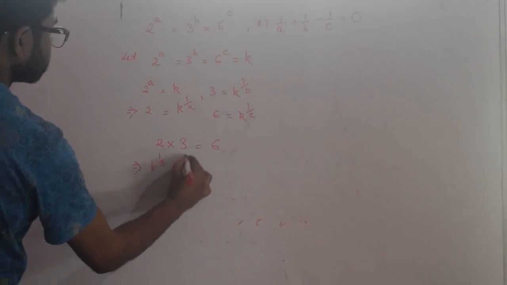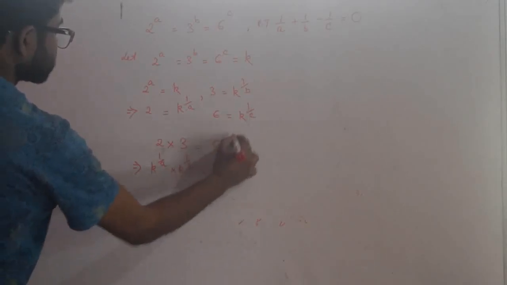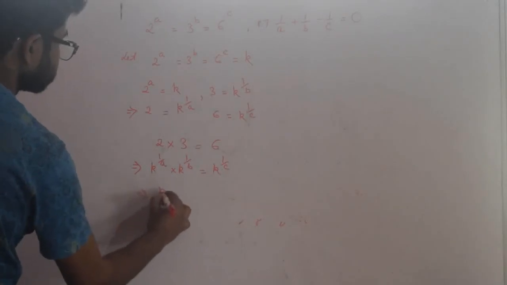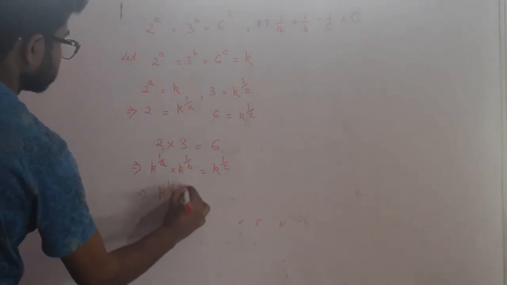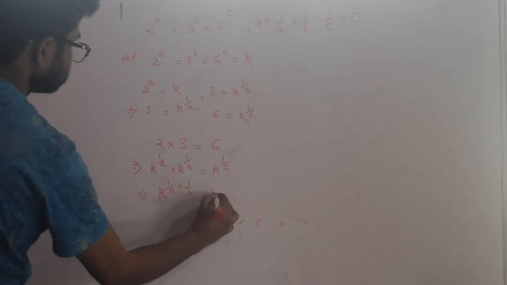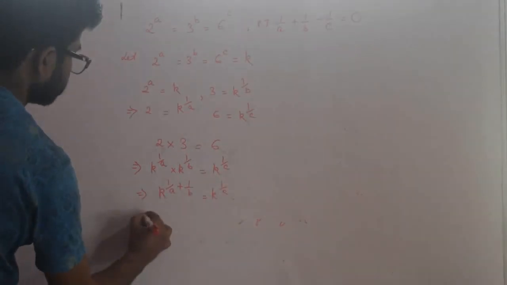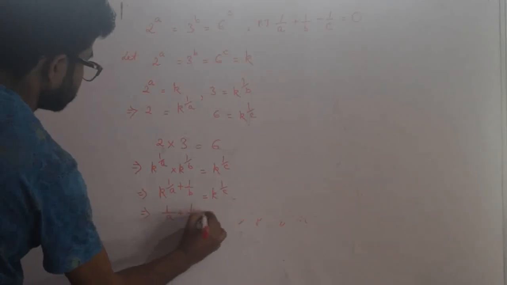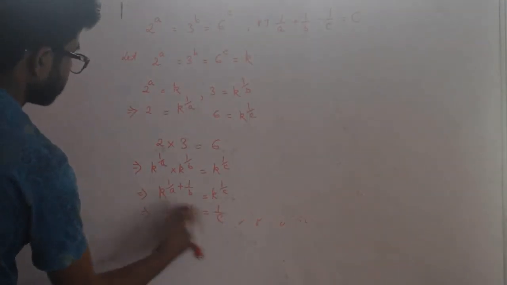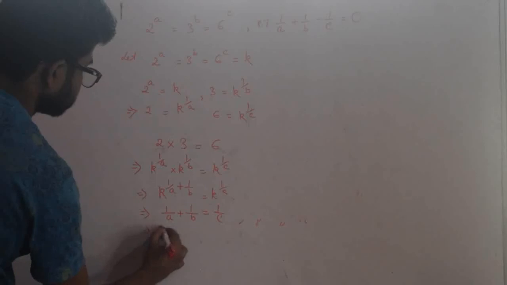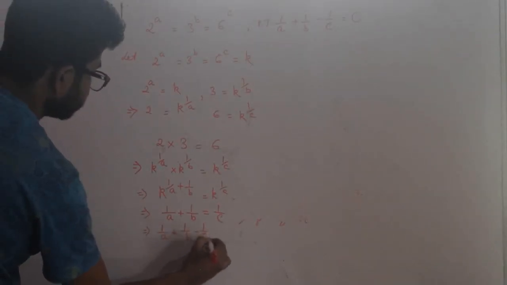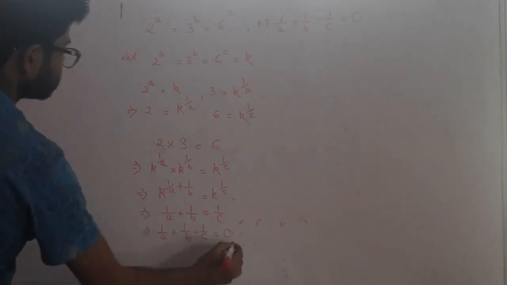So 3 is k to the power 1 by b and 6 is equal to k to the power 1 by c. So both the bases are same, so we will get 1 by a plus 1 by b equal to 1 by c. Bring 1 by c to this side, minus 1 by c, and the right hand side will become 0. So these are very easy questions.